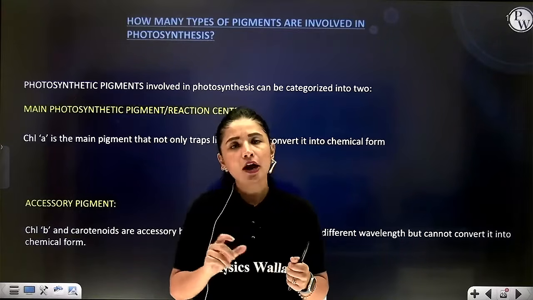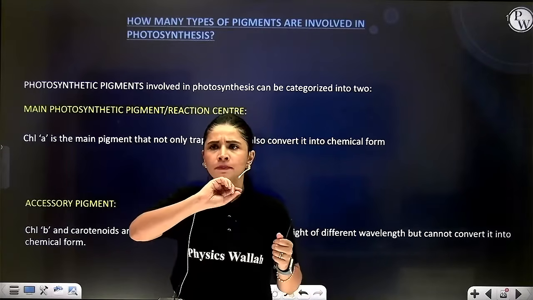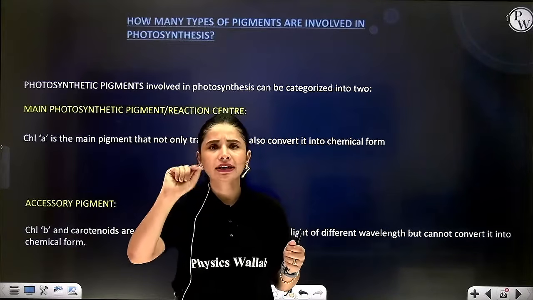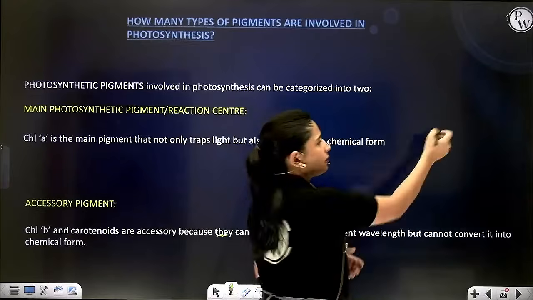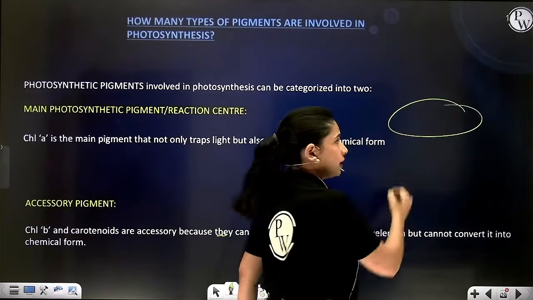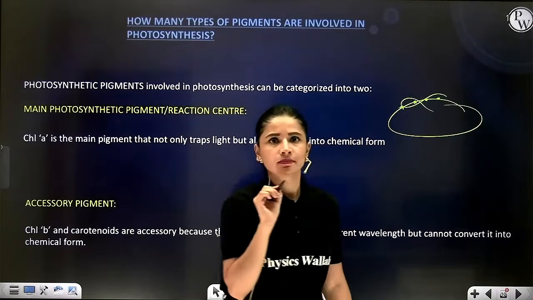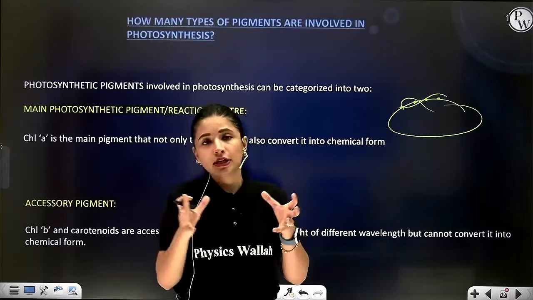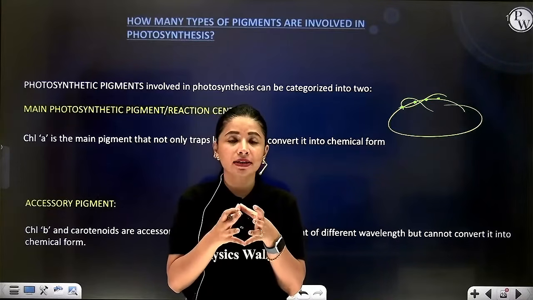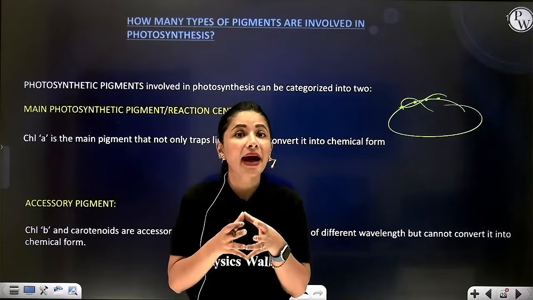Correct? Now, beta, these pigments are not present independently. It's not like that on the thylakoidal membrane. Suppose this is the thylakoidal membrane. Here is chlorophyll A, here is xanthophyll, carotenoids. No, not like this. Rather, this group of photosynthetic pigments is present in packets.